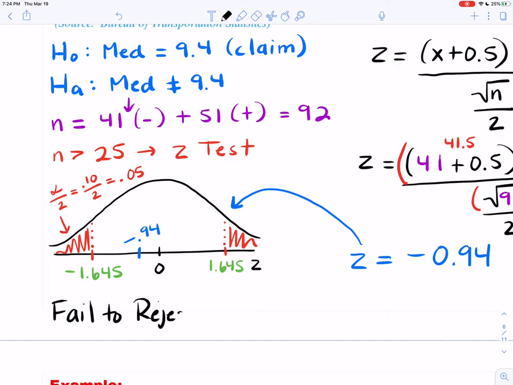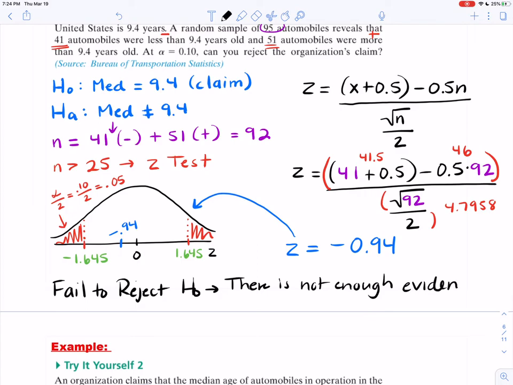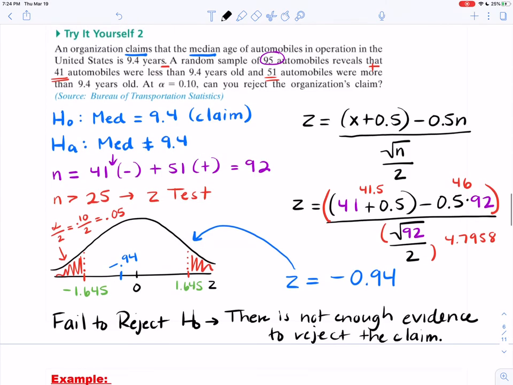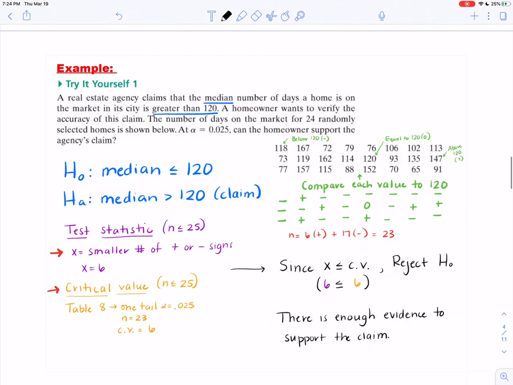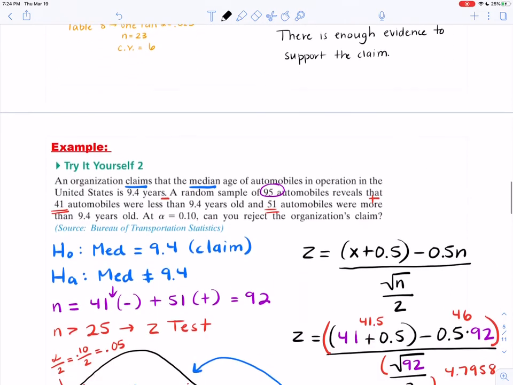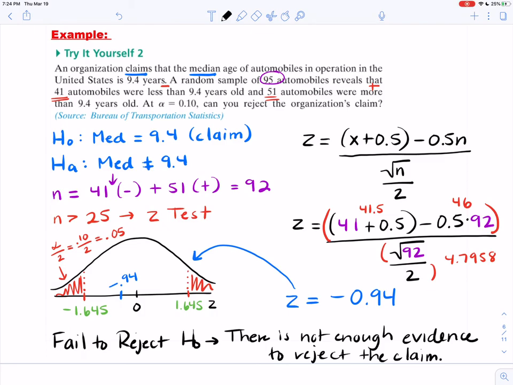So I would fail to reject the null hypothesis. And that would tell me there is not enough evidence to reject the claim because our claim is in the null hypothesis that the median age for automobiles in operation is 9.4 years. So when it comes to claims that are testing a specific value of the median, you're going to see one of these two cases. The smaller sample sizes, simple x value, simple critical value. The larger sample sizes, everything has to be converted to the standard normal.